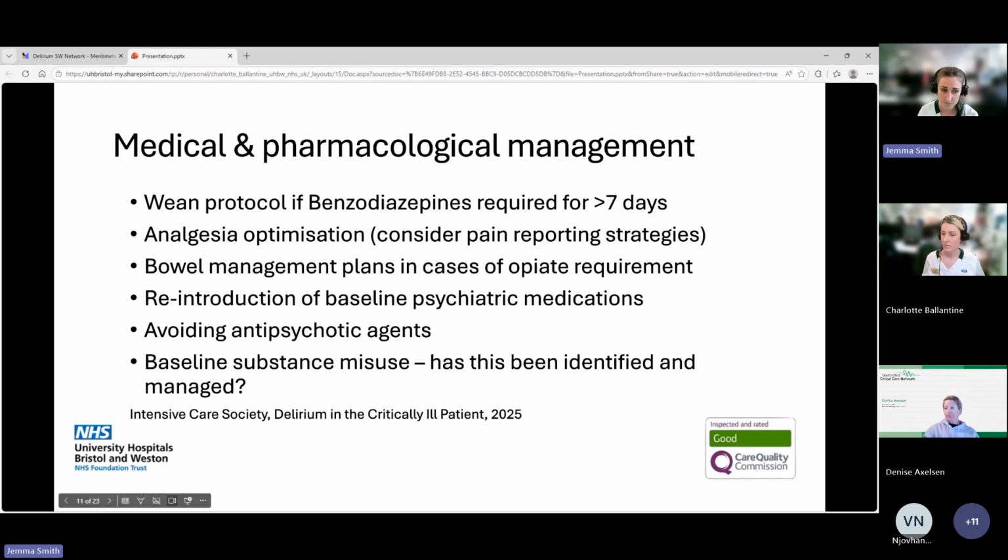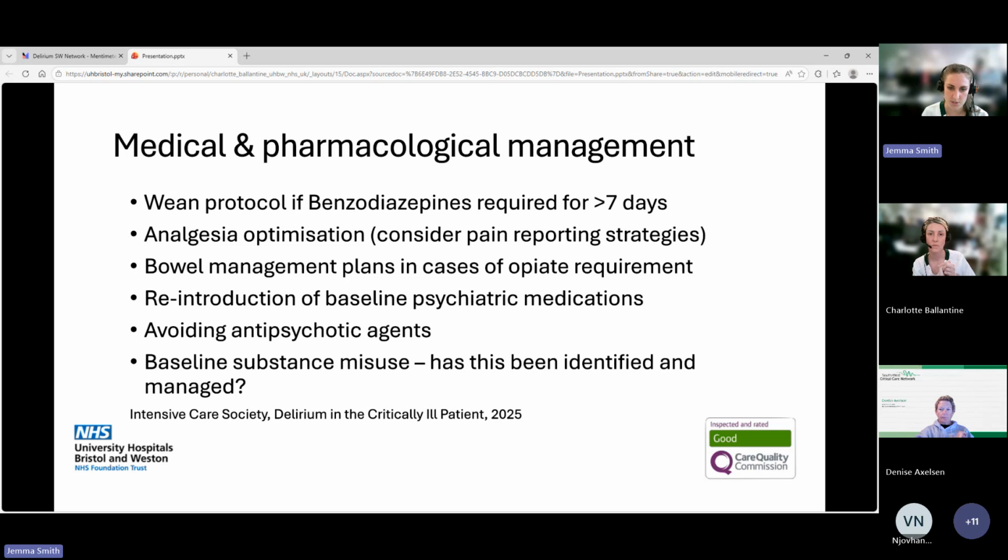And we also need to try to avoid using antipsychotic agents where possible for patients that don't need them. I think we'll quite frequently see quetiapine just prescribed as an in case to manage delirium. Is there another thing that we can use? Is there another strategy that we can trial?